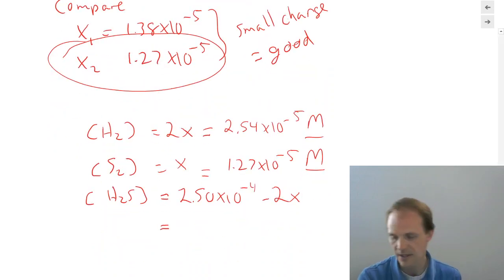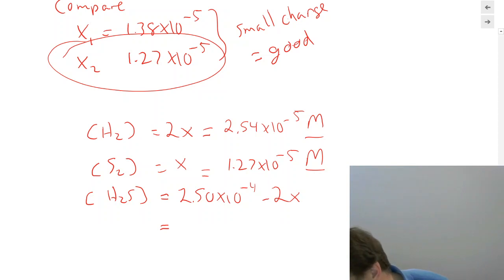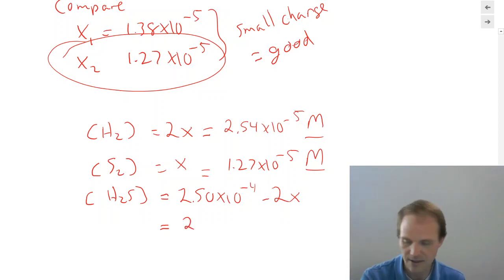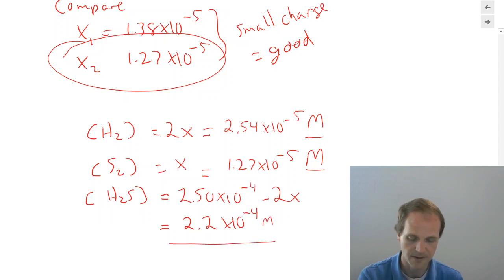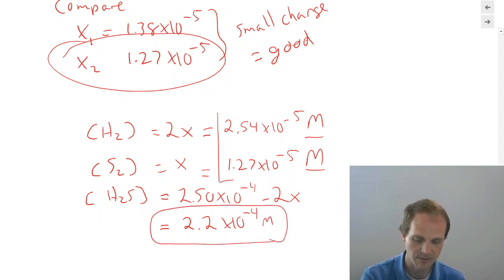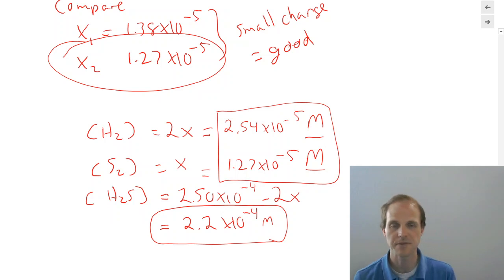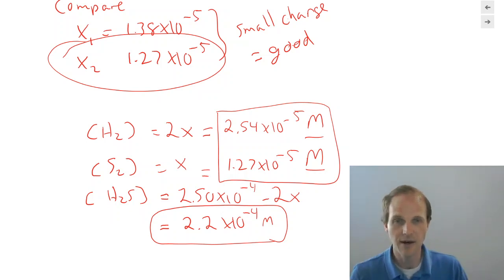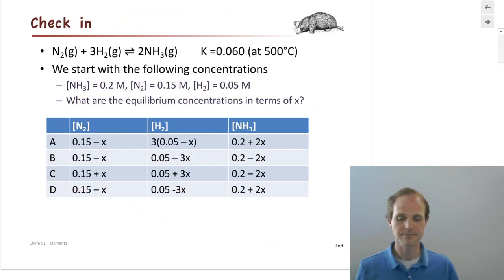And then this one is a little more complicated, and I'm just going to look it up instead of trying to do it in my head. We get 2.2 times 10 to the minus fourth molar. So there we go. We've got equilibrium concentrations for all three of our species by using the small x assumption, and then when it wasn't good, using the method of successive approximations. Take a breath. All right.